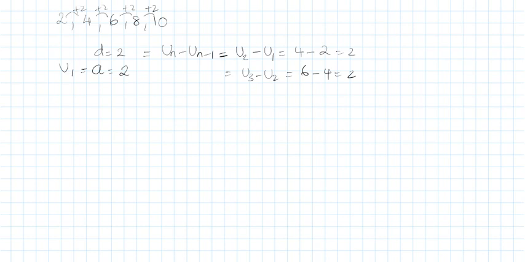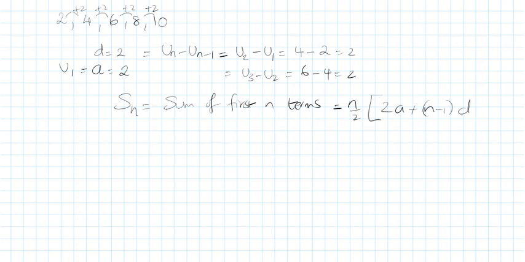So we have a common difference, we have the first term, and what happens in exams is that sometimes they ask you to find the sum of the first n terms. So the sum of the first n terms is referred to as Sn. Okay, so Sn is the sum of the first n terms. All right, and the formula for it is n over 2, open brackets, 2a plus n minus 1, d. So that's the sum of the first n terms.